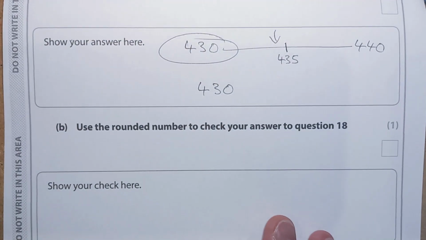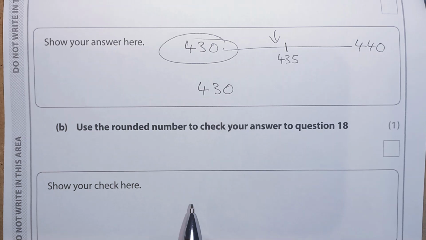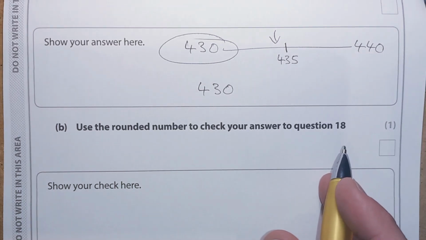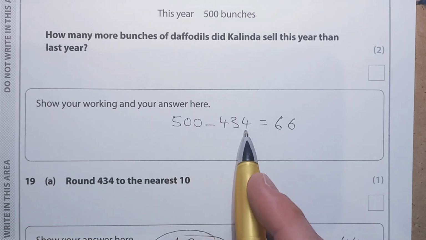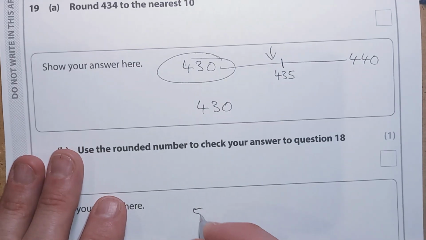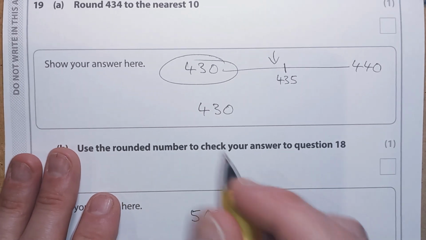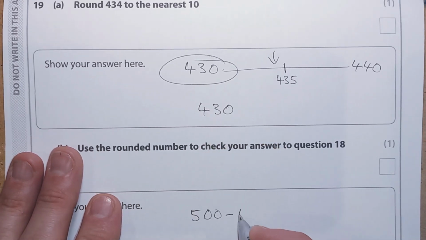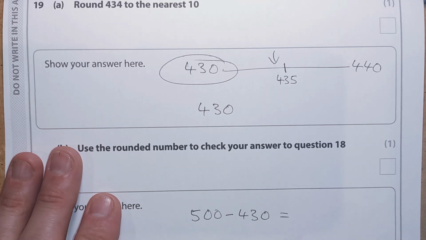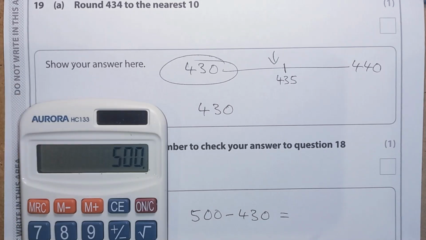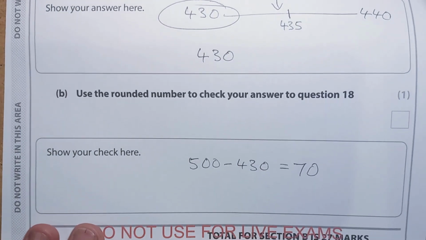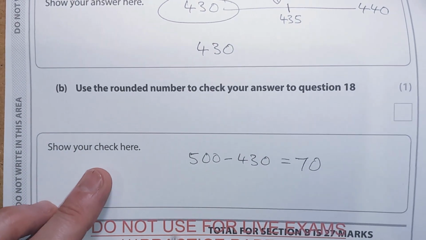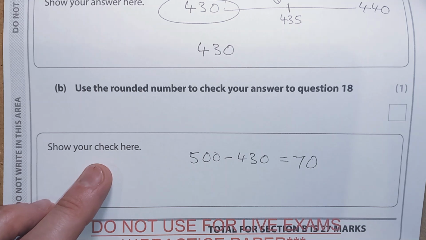And now for 19 part B, use the rounded number, instead of 430, to check your answer to question 18. So in 18, we were doing 500 minus 434. But instead of 434, they want us to use this rounded number. So basically saying 500 minus 430, which gives us 70. And if we can see down here, total per section, there's this print that's over it, but basically we've reached the end of the paper.